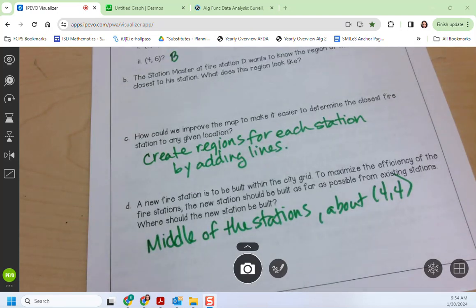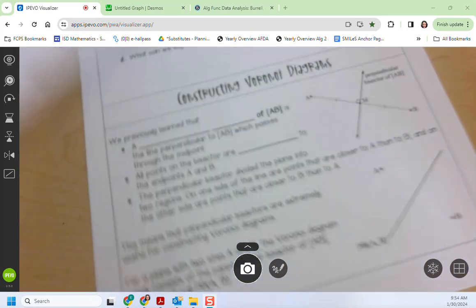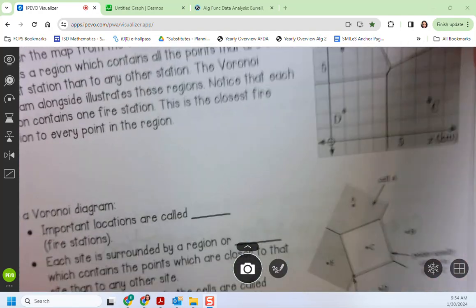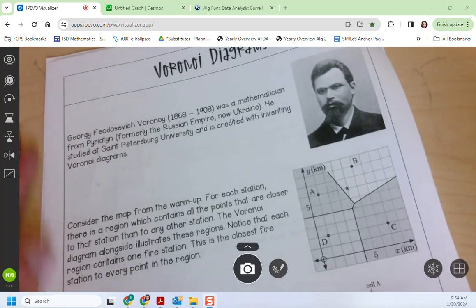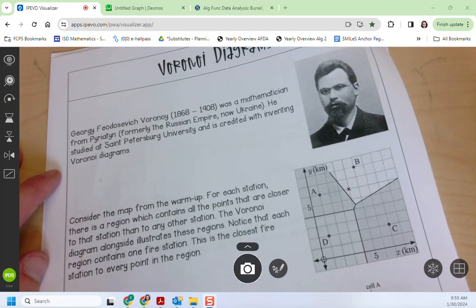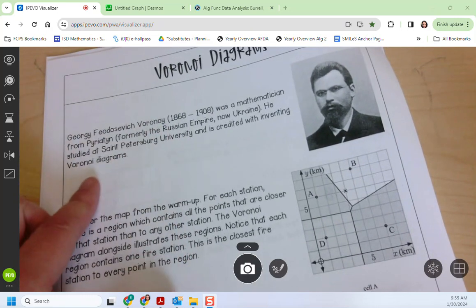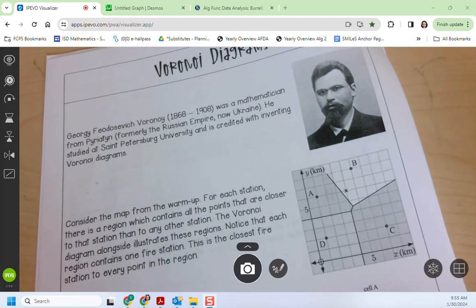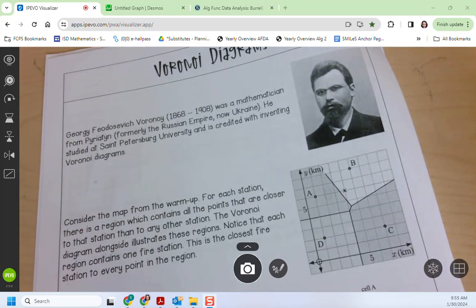All right, let's learn about Georgy Voronoi. Georgy Voronoi was a mathematician, and he's from Ukraine, and he invented the Voronoi diagrams. I find it interesting that his name is spelled this way and the diagrams are spelled that way. But I don't know a whole lot about him. I just know how to draw his diagrams.